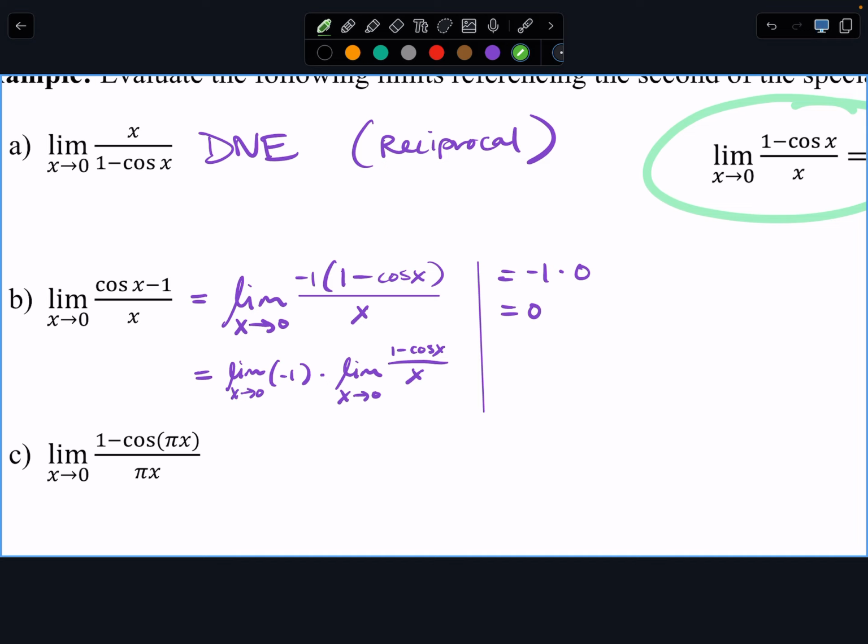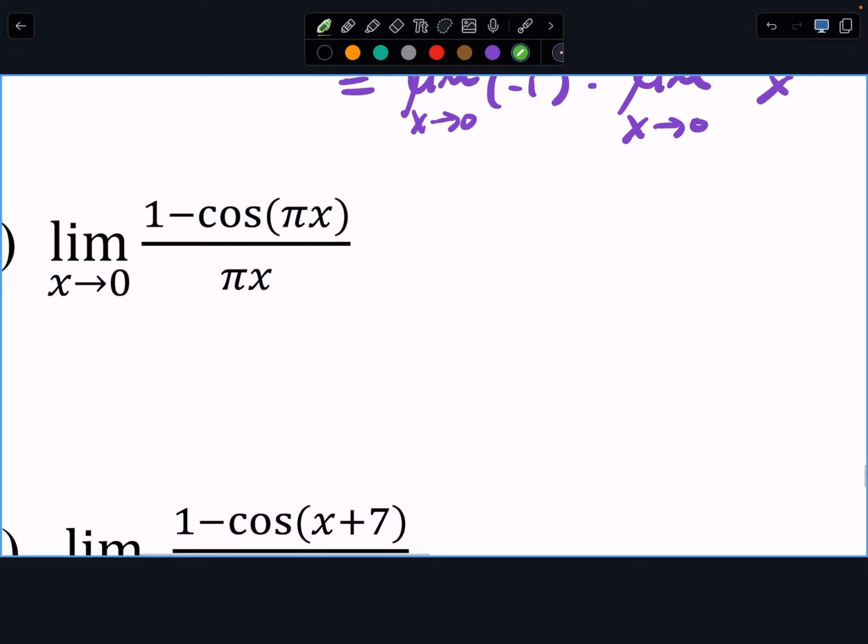What's the pi do in the next one? If we think about 1 minus cosine of x, all over x, as being a parent function, what's pi do? Will that do anything to the limit? Nope. The limit will still be 0.